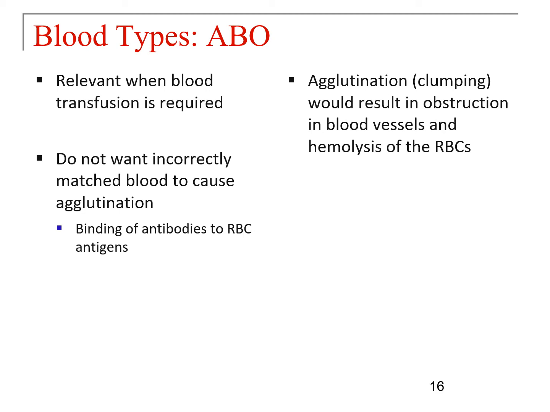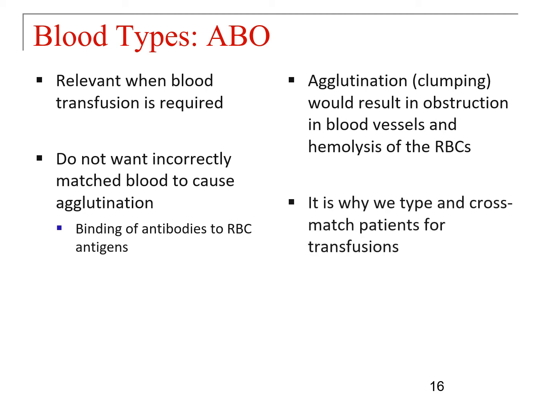And this is also a bad thing because you might as well not be getting blood if you're bursting the red blood cells. Plus, free hemoglobin in the bloodstream is toxic. So if you give somebody the wrong blood type, you get blockages of blood vessels, you don't increase their oxygen carrying capacity, and you're poisoning them. And so this is why it's so important to type and cross-match patients for transfusions.